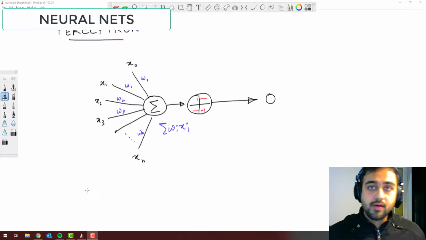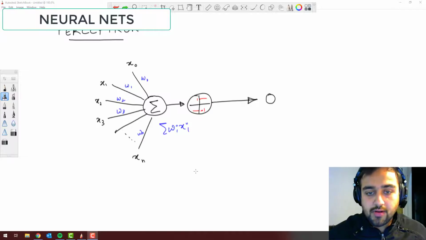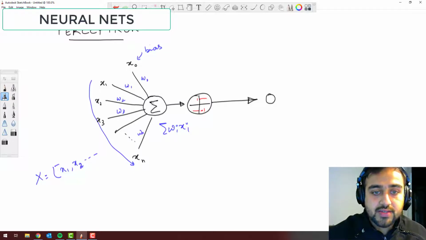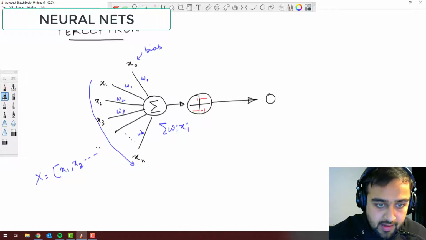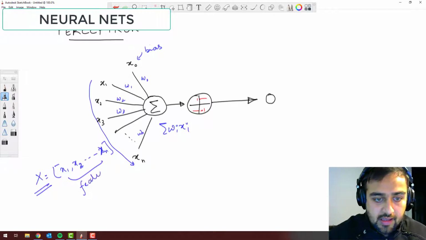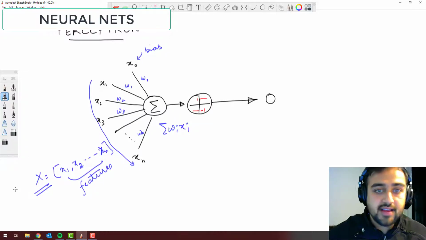So if we are talking about a single perceptron, it looks something like this, where x0 is a bias term, and x1 to xn are features that represent x, right? All of these x1 to xn are associated with unique weights w0 to wn, right? So you have x like this, these are the features, and these features have weights associated with them.